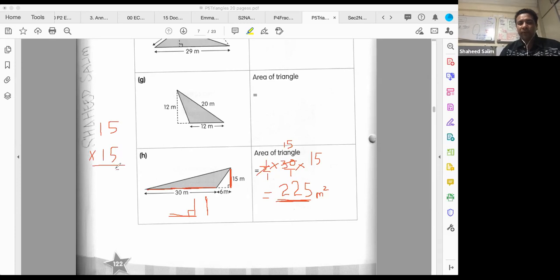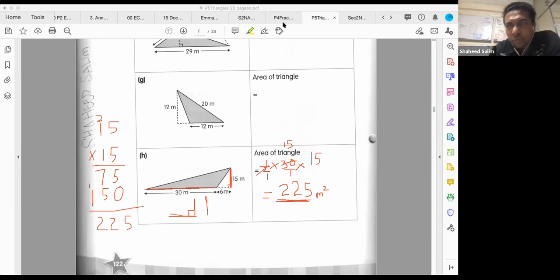5 times 5, 25. 1 times 5, 5 plus 2, 7, 75 here. Then put a 0 in here. 5 times 1, 5. 1 times 1, 1. 5 plus 0, 5. 7, get 12. 7 becomes 225 square meters.